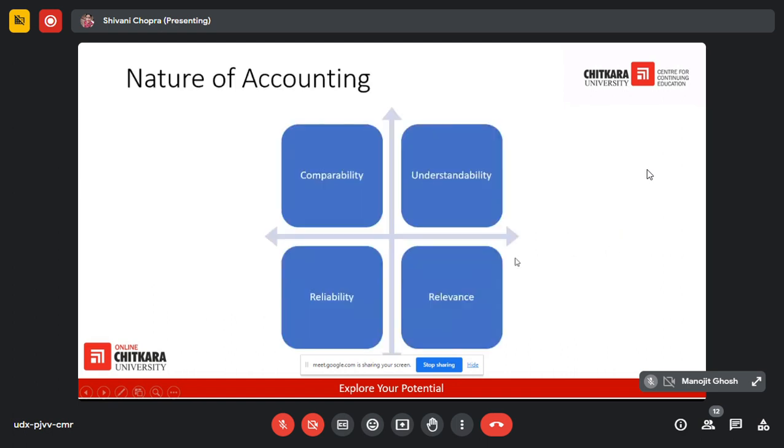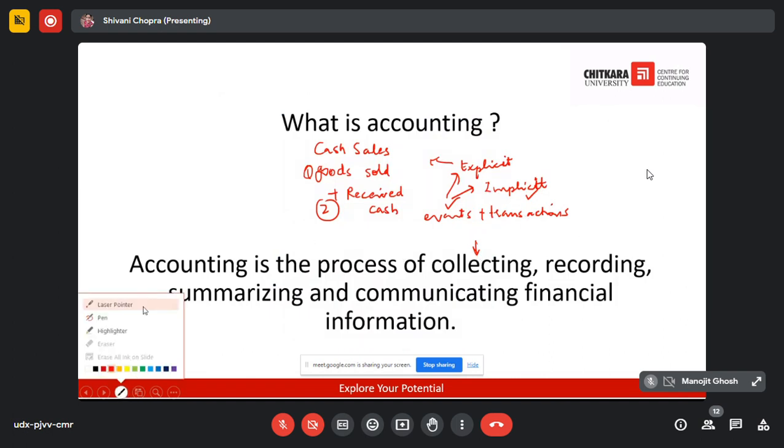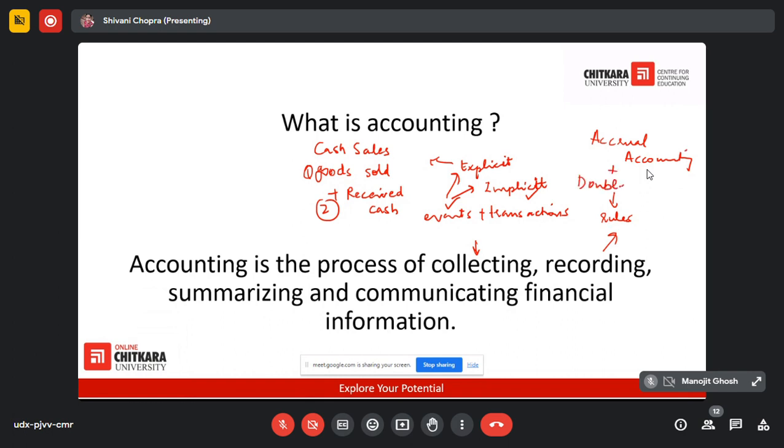And in order to record that information, the business has to follow some rules of recording. And those rules are the ones that we are going to discuss. And these rules are broadly guided by accrual accounting, plus the double entry system, which we will discuss in some time. And then summarizing. Summarizing means preparing financial reports. Communicating means conveying or presenting or publishing those records in the form of a snapshot, in the form of a balance sheet or income statement, to the users.